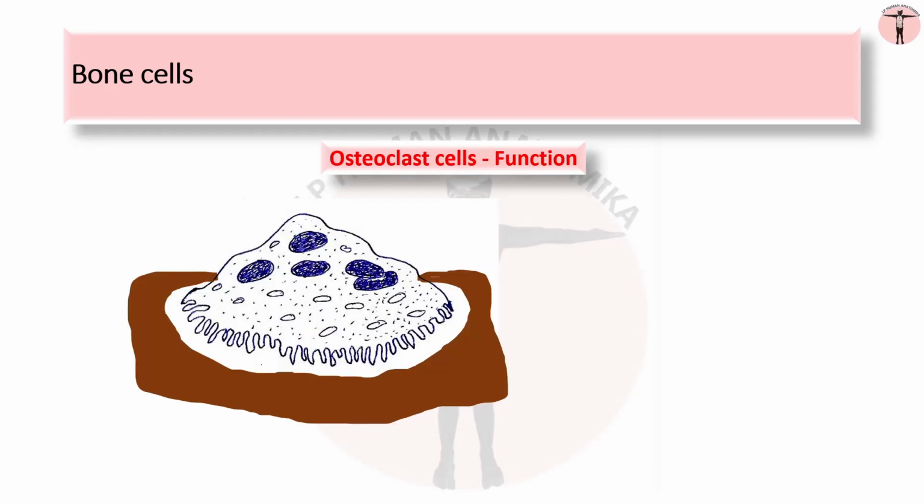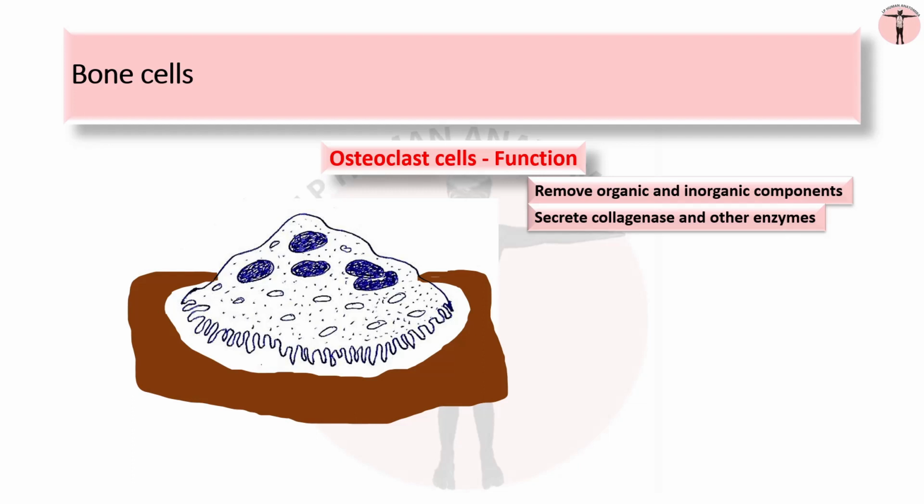Functions of osteoclasts. The osteoclasts remove both the organic and inorganic components of the bony matrix. It appears that the primary function of the osteoclast is on the mineral, since these cells are not found in uncalcified bone. The osteoclasts secrete collagenase and other enzymes.